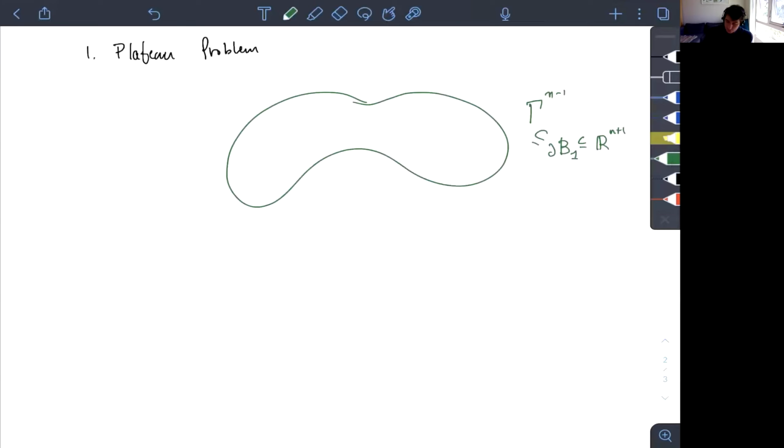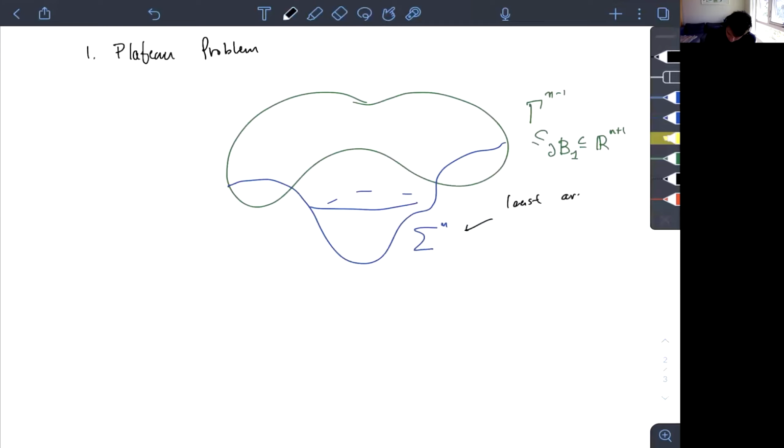And so the Plateau problem asks to find an embedded surface sigma with least area among all surfaces sigma with boundary sigma equals gamma. Right, so you want to find the surface filling in gamma with the least area.